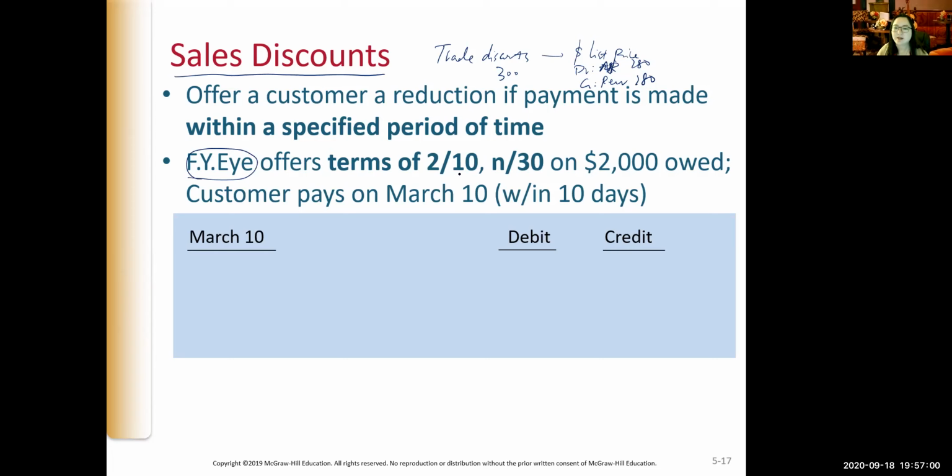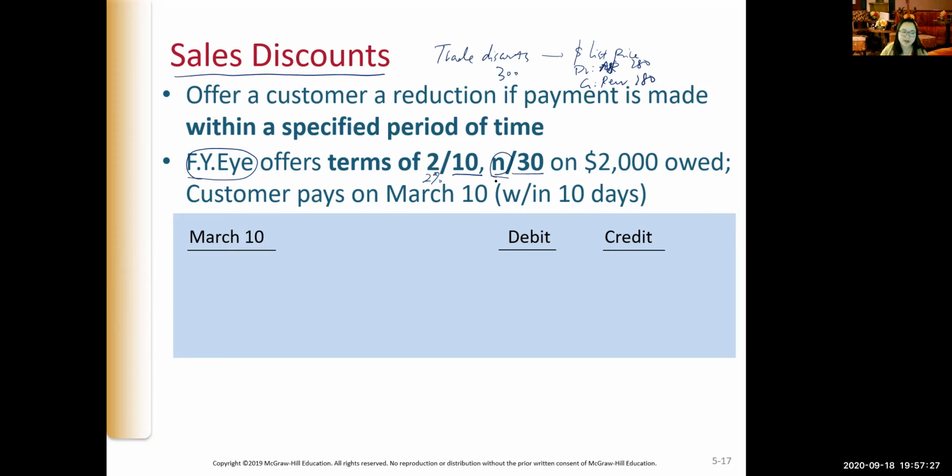This means that if you pay within 10 days, you get a 2% sales discount. If you don't, you have to pay in full within 30 days, and you don't get any discount. On $2,000, the customer pays on March 10th, which is within 10 days. Okay.